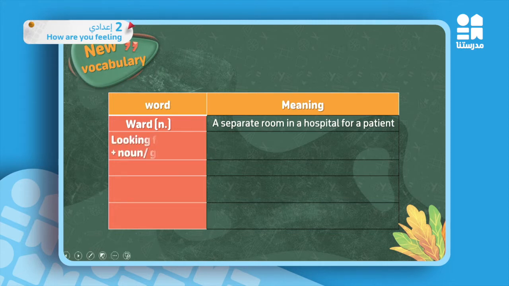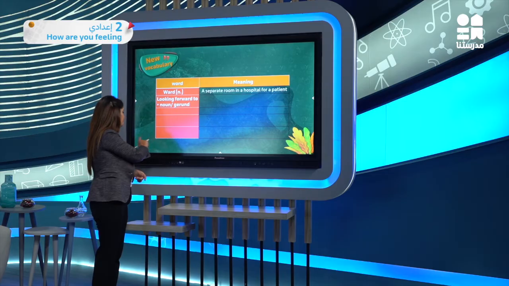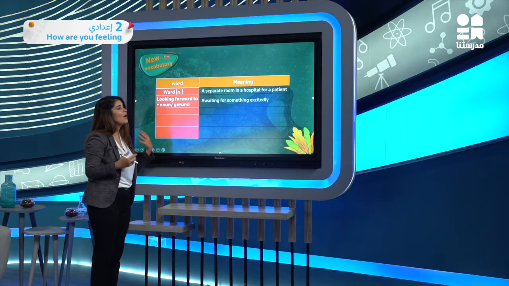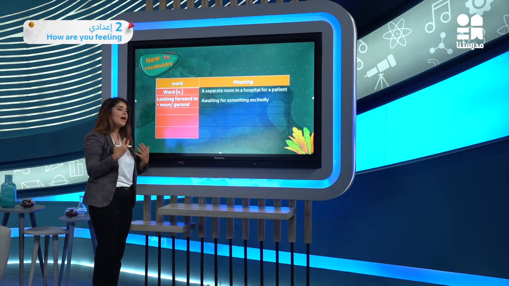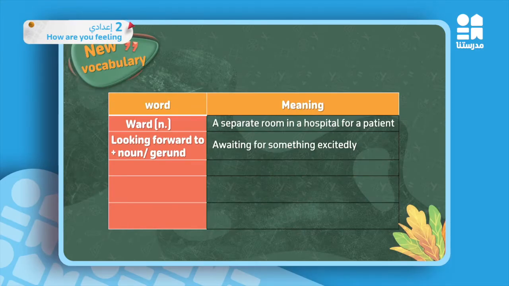A second word, it's a phrase actually, looking forward to, and as I mentioned in the previous slide, it should be followed by noun or gerund, and I mean by gerund, the ing form of a verb. It means, guys, awaiting something excitedly. When I say I'm looking forward to something, I mean anticipating it.